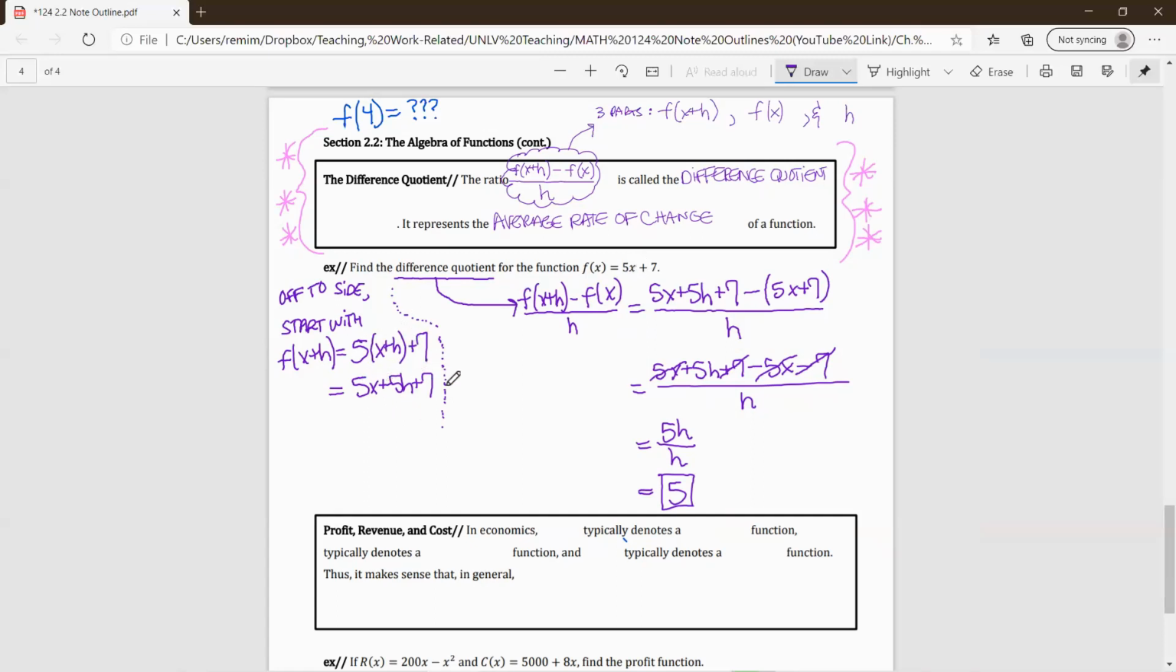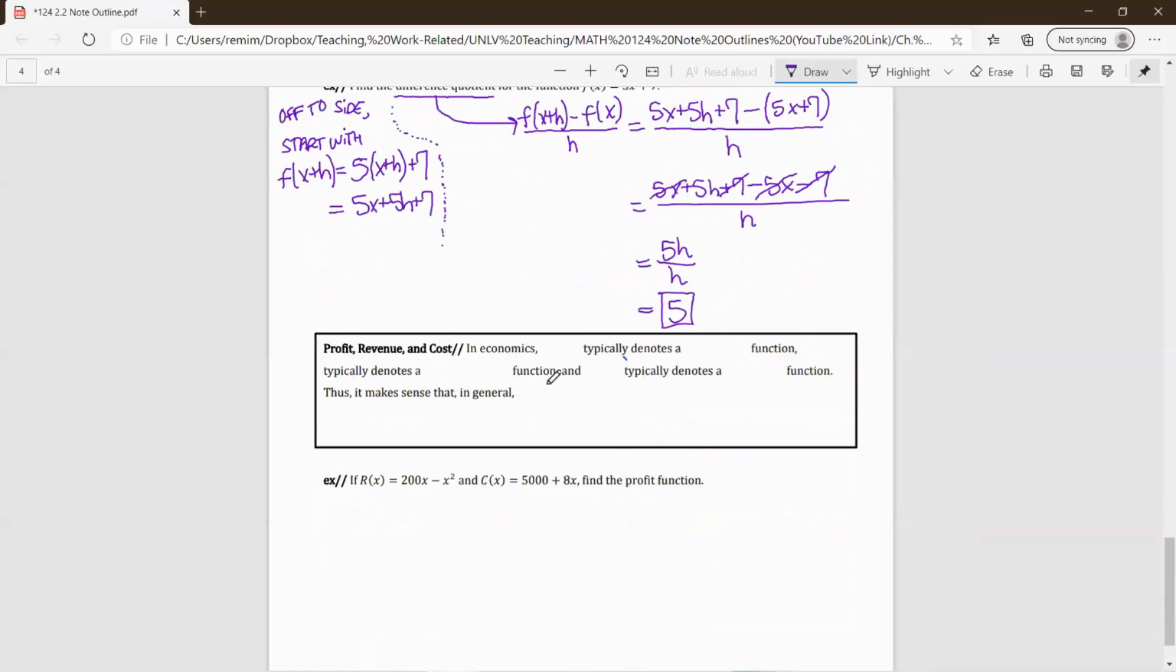Once you've done that, you plug that back here, subtract, and then in parentheses, you put what f of x is, and then the rest of the problem is just simplification. Okay?